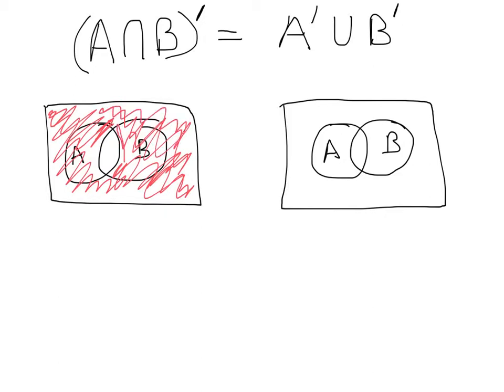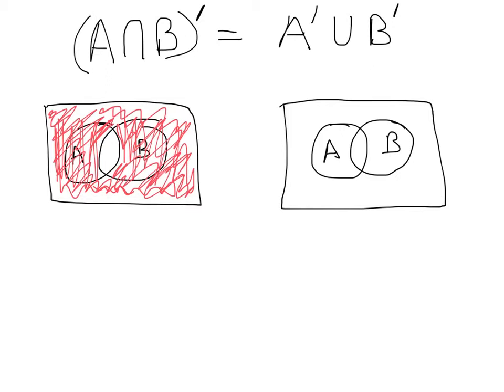So that includes everything outside. I'll write it this way now. All right. Over on the other side, everything outside of A is A prime. Since we're going to do a union with B prime, or the complement of B, everything outside of B is our complement of B.